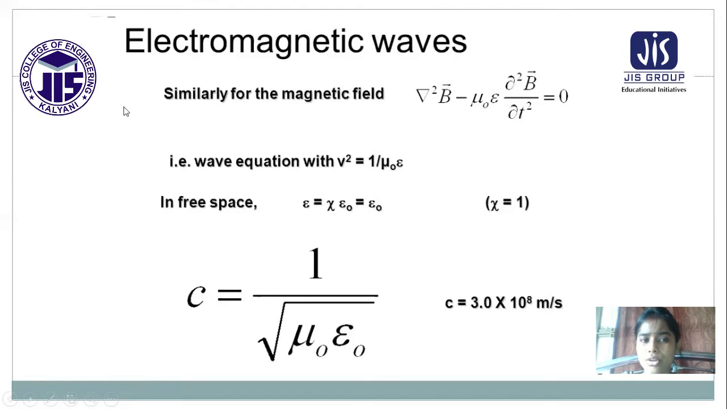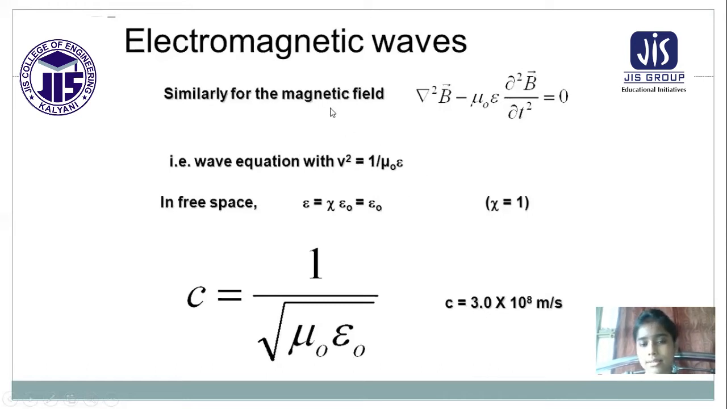Now, if the question asks why or how we can prove the velocity of light, then you have to follow this method. It depends on the marks. If the marks are 2, then only these few lines are enough. But if the marks are 5, then obviously you have to prove this equation.